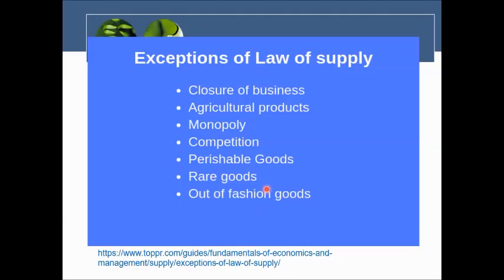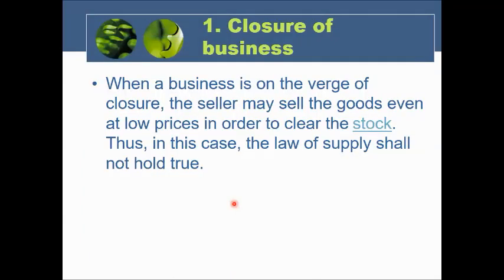Okay, then we have the competition, the perishable goods, the rare goods, and out of fashion goods. So it is exempted in the law of supply wherein when the price of the product increases, the supply also increases. So these are the exceptions to the rule that were mentioned. Okay, so in the closure of business, when the business is on the verge of closure, the seller may sell the goods even at a low price. So exempted siya sa law of supply.